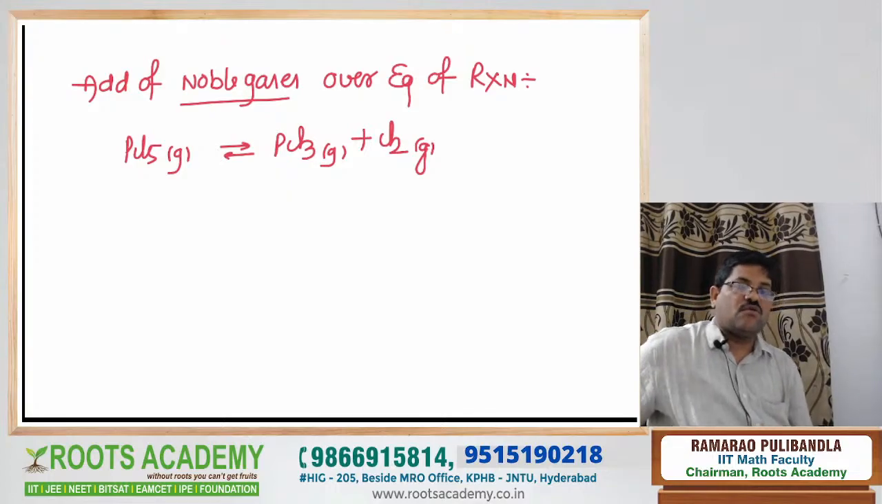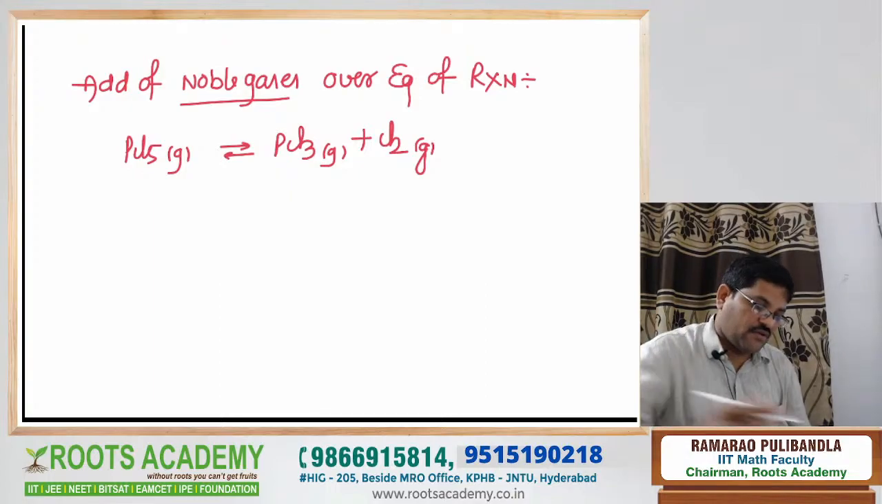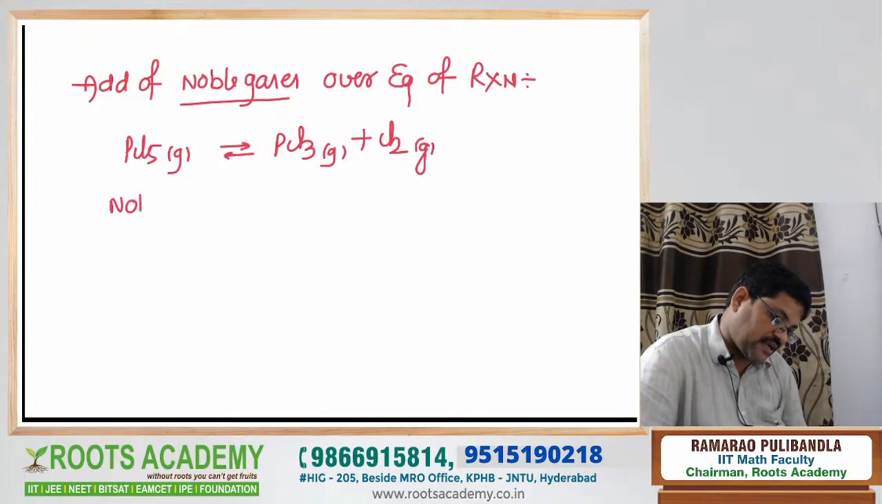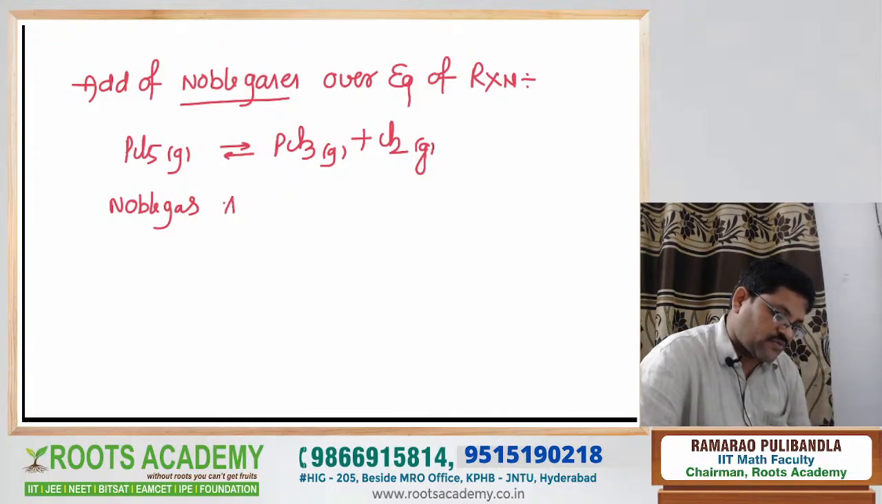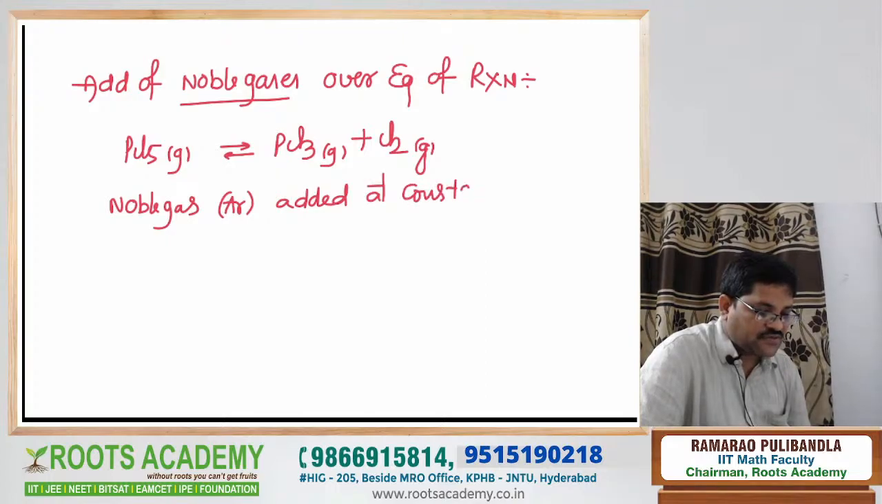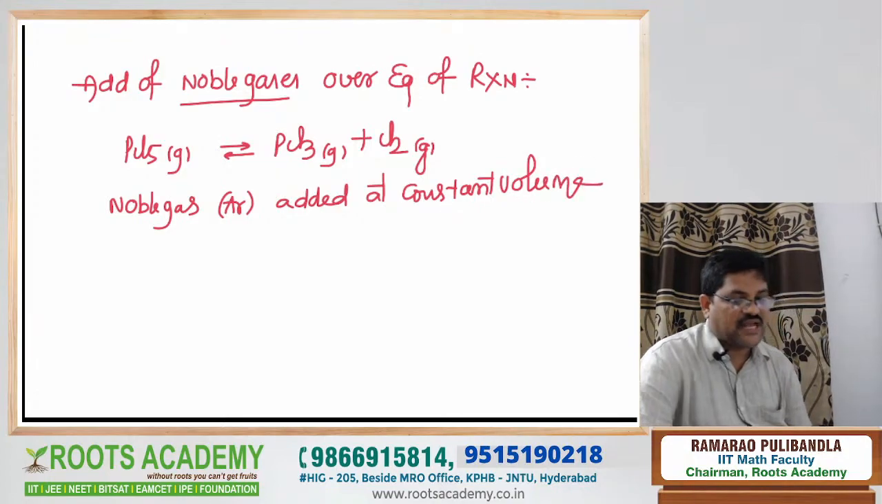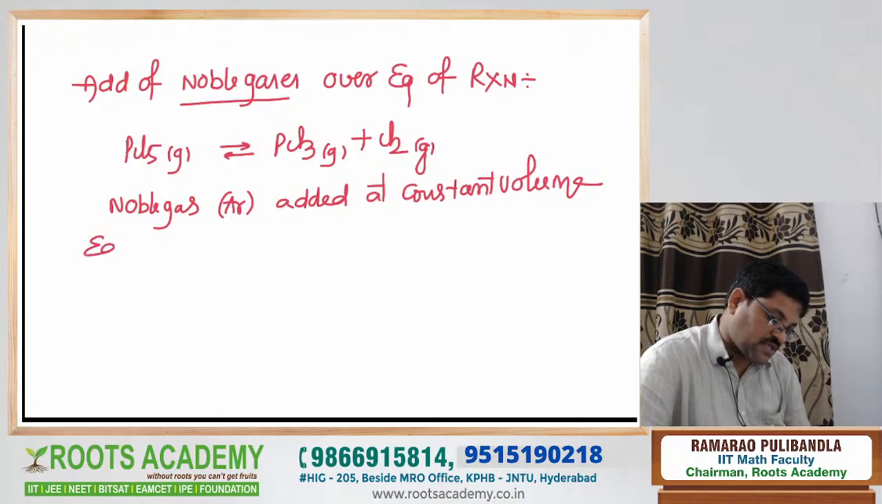Now, when a noble gas is added, say the noble gas argon, one of the noble gases. Argon is added at constant volume. Equilibrium has no effect, because the volume is constant. Equilibrium has no effect. Simple statement.